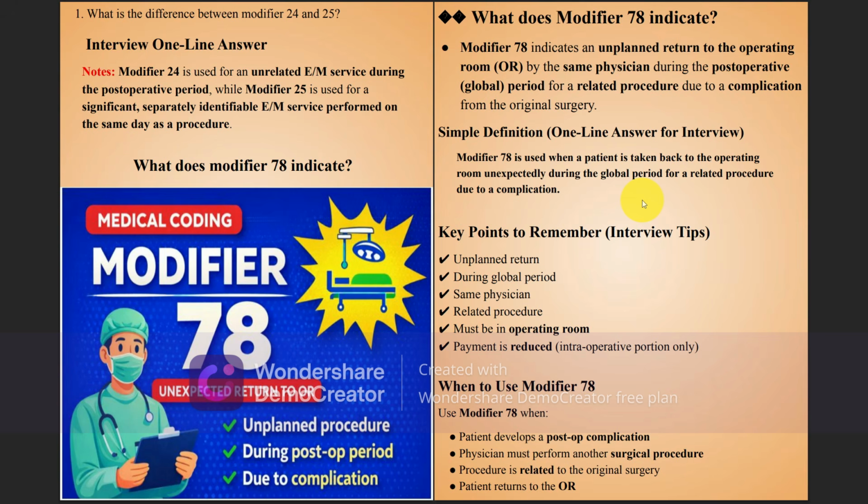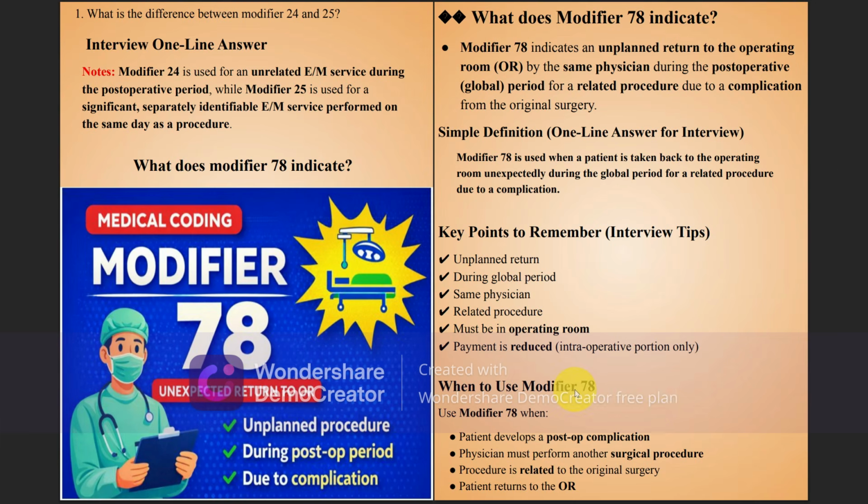Modifier 78 is used when a patient is taken back to the operating room unexpectedly during the global period for the related procedure due to a complication. Key points to remember for interviews: this is an unplanned return during the global period, same physician, related procedure, and it must be in the operating room. Payment is reduced to the intra-operative period only.